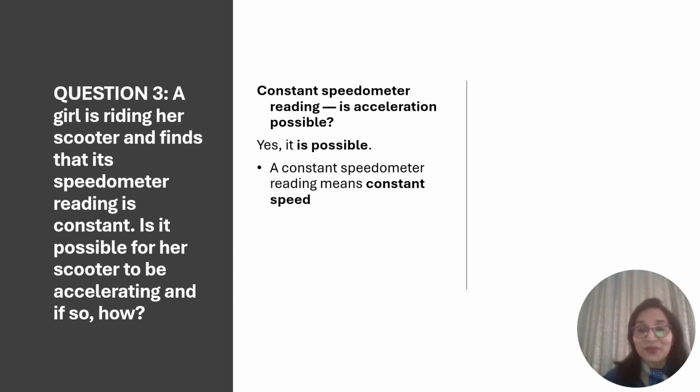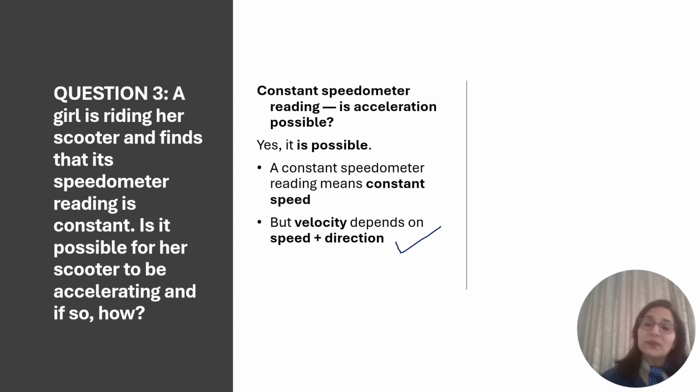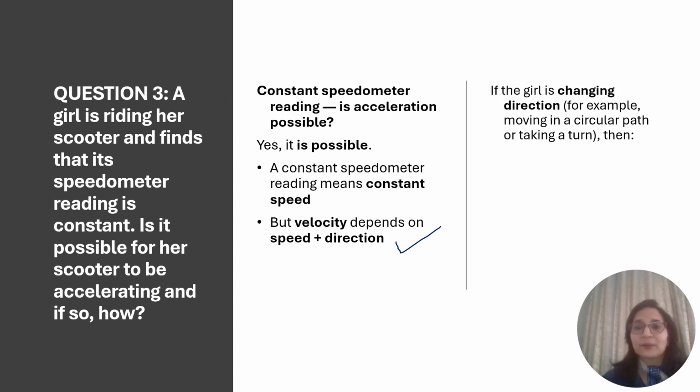Yes, it is possible. A constant speedometer reading means a constant speed. But you need to remember that velocity depends on what? Speed plus direction. Students, please understand when we are talking about direction. Now, velocity is a vector quantity. Speed is a scalar quantity. So, speed plus direction gives you velocity.